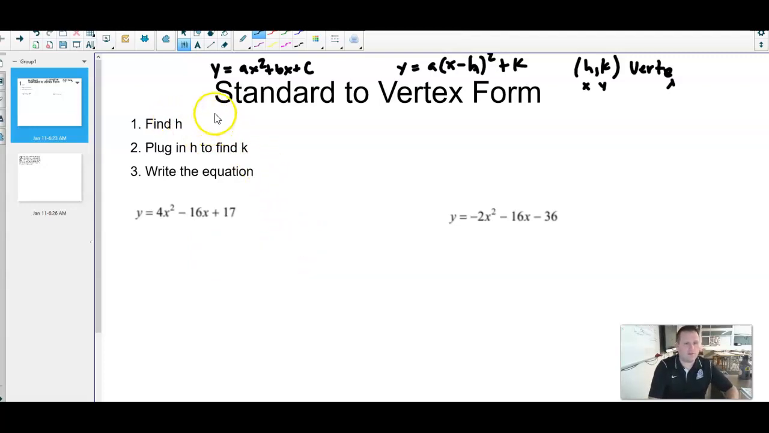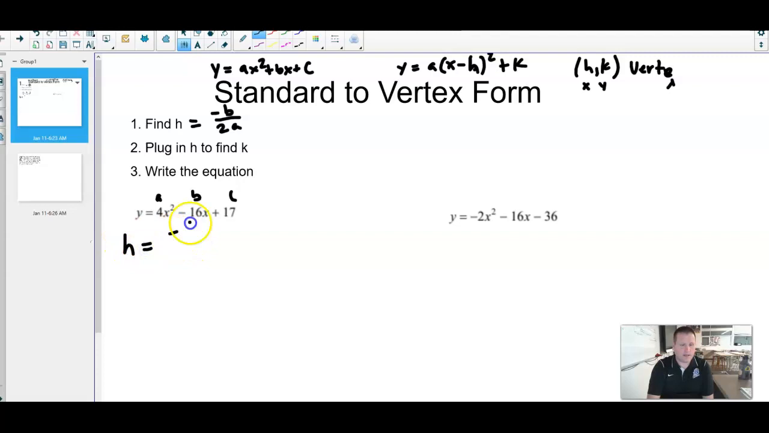Okay, so let's show you how to do this. To find h, we're going to use a nice little equation. h is just equal to negative b all over 2a. That's one of the equations you have to make sure you know and remember. You've got to have that to be able to find h. So if I look at this equation down here, obviously this one's in standard form. I've got a is 4, b is negative 16, and c is 17 for my standard form here. So I'm going to find h first.